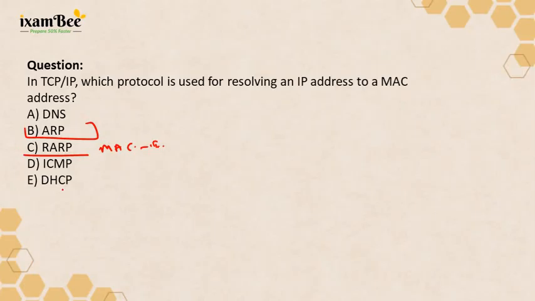And ICMP is used for control messages, like whenever we ping something. Then DHCP assigns IP addresses dynamically. Here the DNS resolves the domain names to the IP addresses.